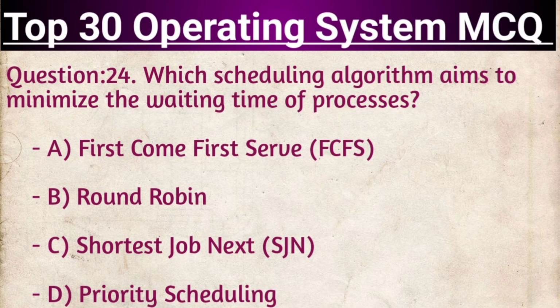Question 24. Which scheduling algorithm aims to minimize the waiting time of processors? A. First come first serve, FCFS. B. Round robin. C. Shortest job next, SJN. D. Priority scheduling. So the answer is C. Shortest job next, SJN. So we are moved towards our next question.